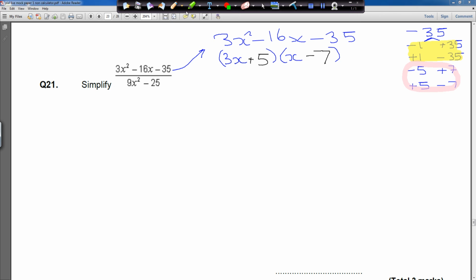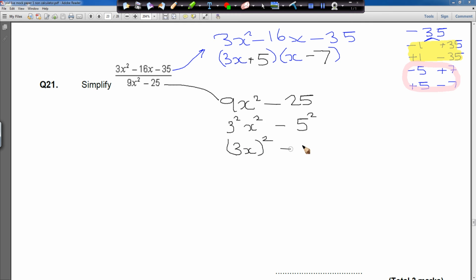Now we need to consider the bottom part. So now let's consider the bottom part of the question. Okay. So we have 9x squared minus 25. Now this type of question is called the difference of two squares, because 9x squared is really 3x all squared, and 25 is really 5 squared in disguise. If I want to make it look a bit more manageable, you could write it as 3x all squared minus 5 squared.